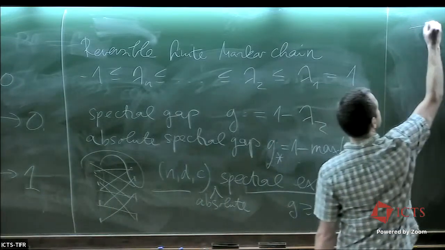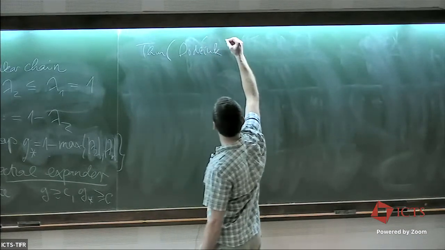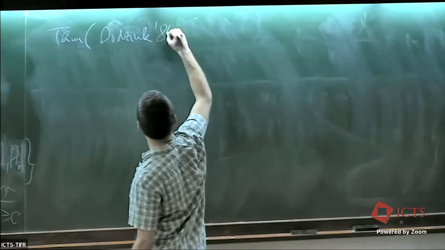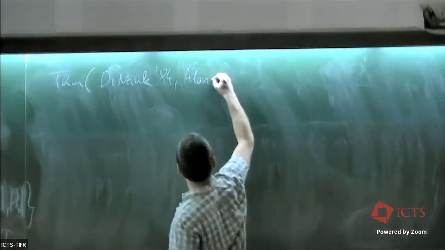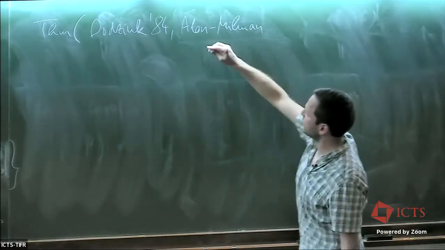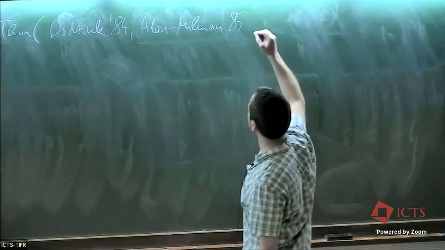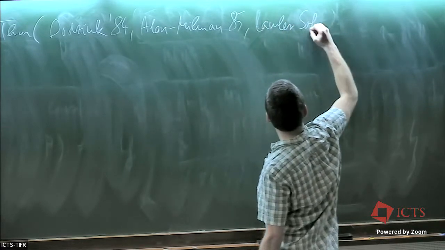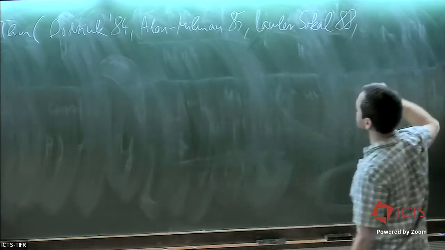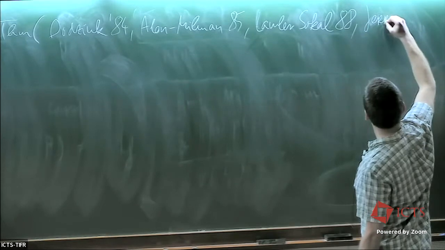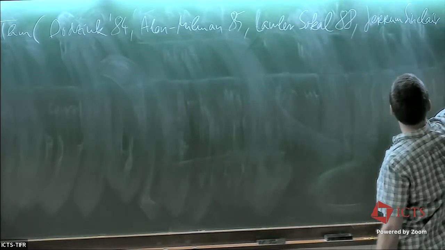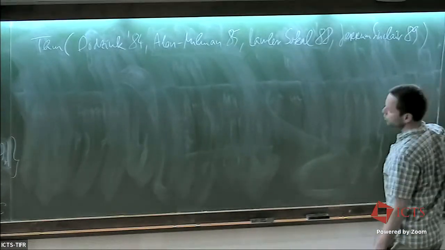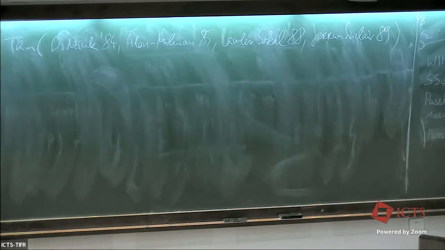And the theorem, due to, in different settings, Dodziuk, maybe 84, and Alon, Milman. These are actually two papers, there's an Alon and there's an Alon-Milman, 85 and 86. And there is Lawler-Sokal, 88, and there is Jerrum-Sinclair. Somehow the point is that whether you look at graphs or Markov chains, those are different communities.